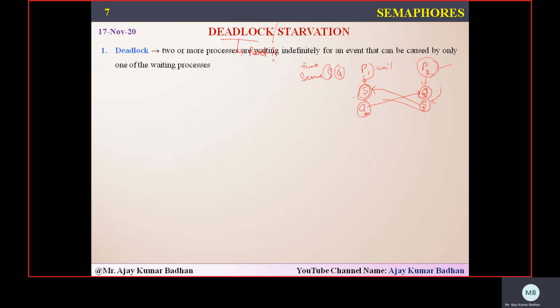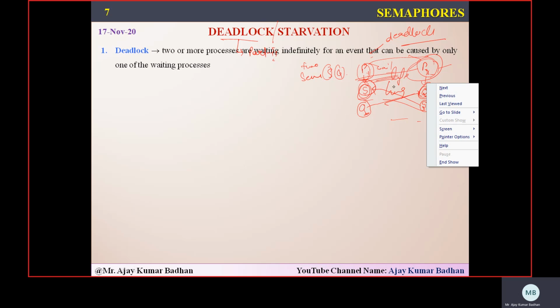So what happened finally? No one is going to release that particular semaphore. Ultimately, until that system exists, these two processes will not be able to execute their statements. And that is what we call a deadlock situation. Deadlock. None of them will be able to execute here. Why? Because P1 is not willing to release this resource, and P2 is not willing to release its resource until it gets the next one. So finally, definitely there will be a deadlock.